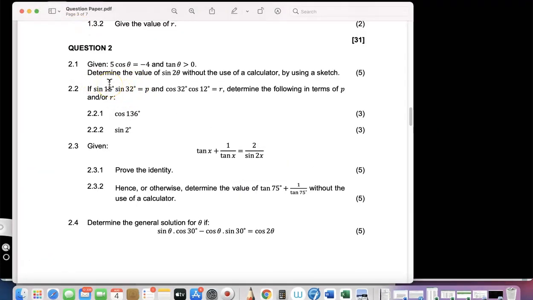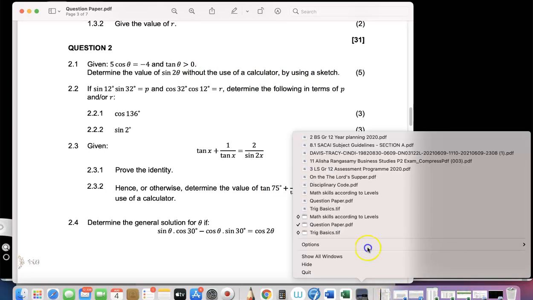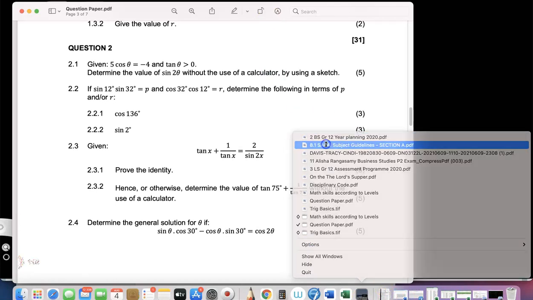First, they give me 5 cos theta equal to -4 and tan theta greater than 0. And then they say determine the value of sine 2 theta without the use of a calculator by using a sketch.